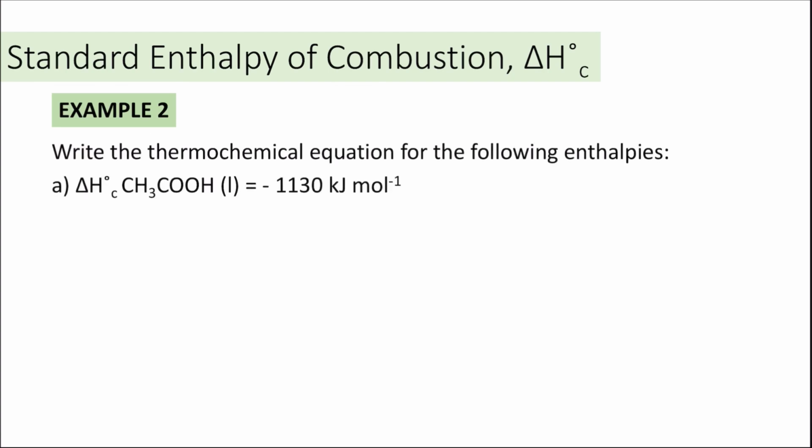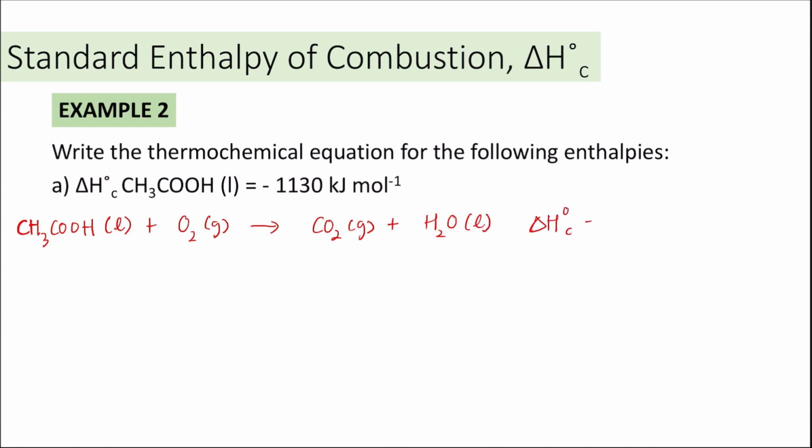Macam mana saya nak write thermochemical equation for this one? Saya akan tulis dulu siapakah yang akan burn. So, this one akan burn dalam oxygen. So, I have CH3COOH, dan phase dia adalah liquid, plus oxygen gas. Apa yang dia akan hasilkan adalah CO2 gas plus H2O liquid. And then, I got the delta H0C, nilai dia adalah negative 1130 kJ per mol.